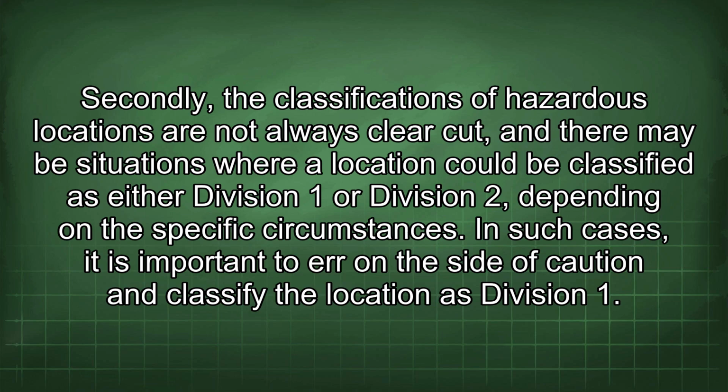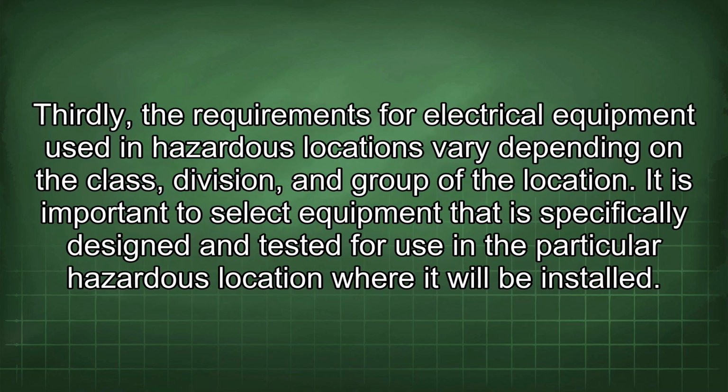Secondly, the classifications of hazardous locations are not always clear-cut, and there may be situations where a location could be classified as either Division 1 or Division 2, depending on the specific circumstances. In such cases, it is important to err on the side of caution and classify the location as Division 1. Thirdly, the requirements for electrical equipment used in hazardous locations vary depending on the class, division, and group of the location.